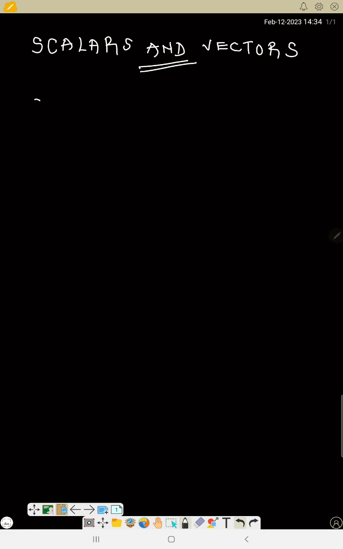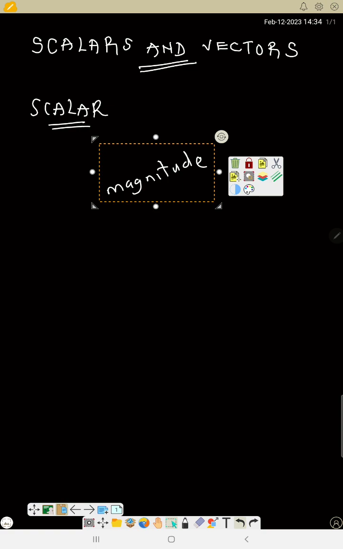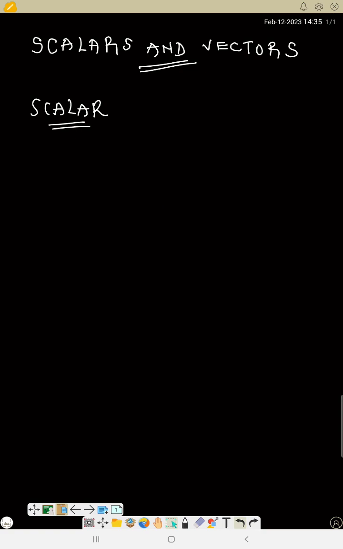So let's talk about scalar. What is scalar? Scalar quantities are those which have only magnitude but no direction. That is, they have only length or size but they don't have direction. So if you hear the word magnitude in physics, just know it means the size or length of something.